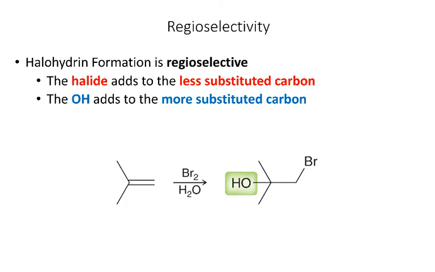Now in the halogenation, we don't have to worry about the regiochemistry because we're adding two of the same atom. In the case of halohydrin formation, we're adding a Br and an OH. So where does the Br go? Where does the OH go? It turns out the halogen, or the halide, is going to add to the less substituted carbon, and the OH will add to the more substituted carbon.